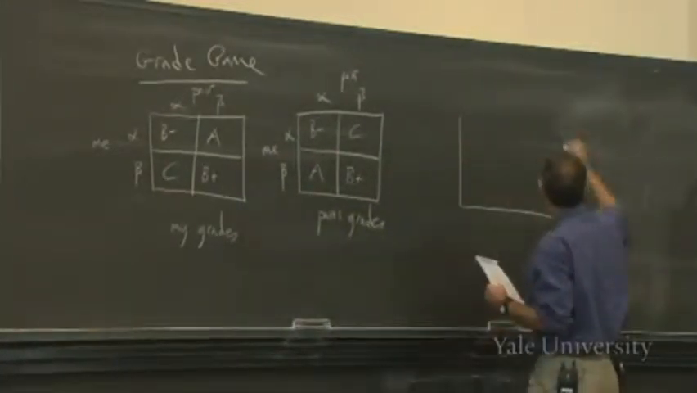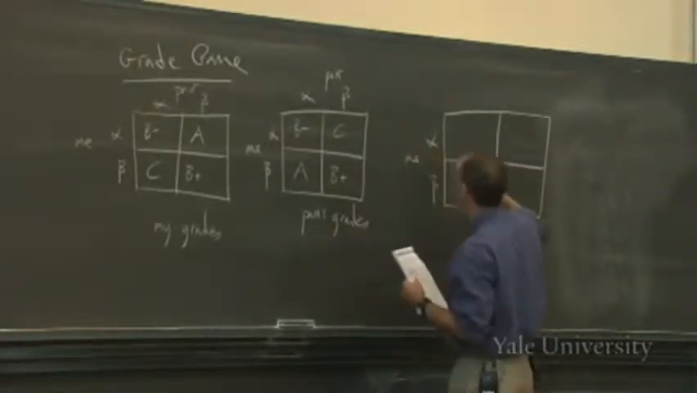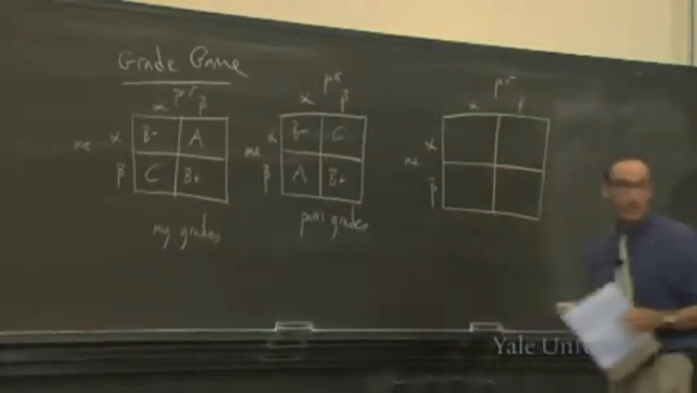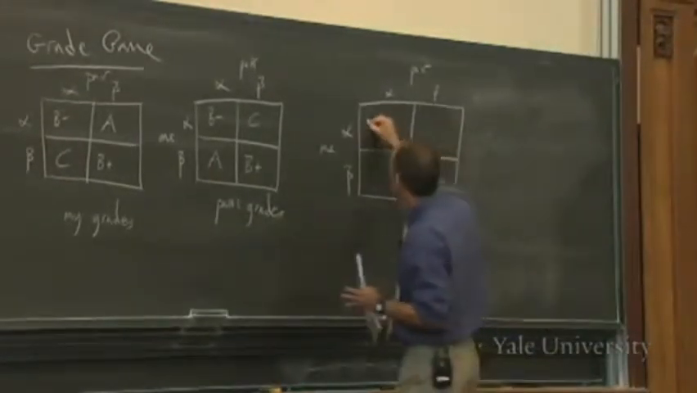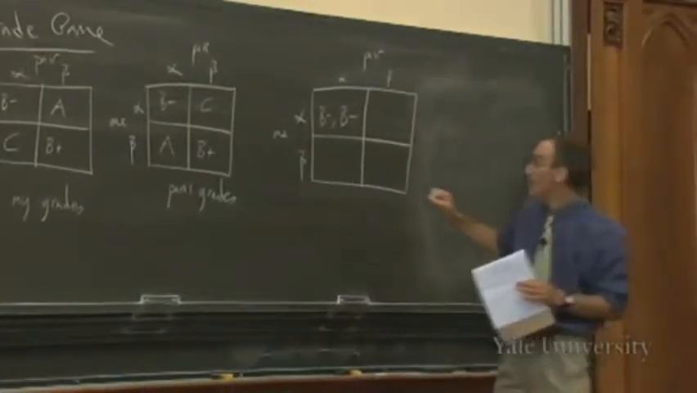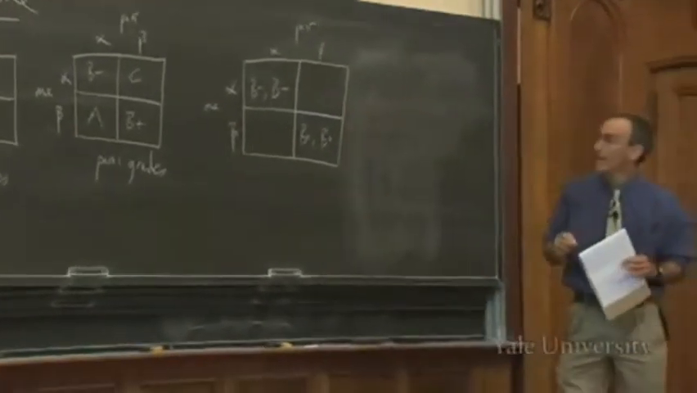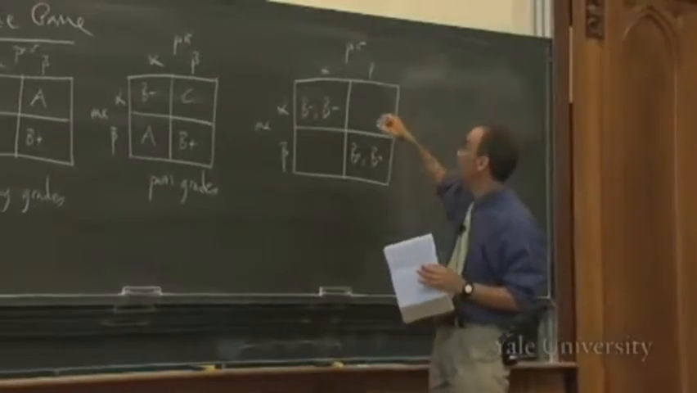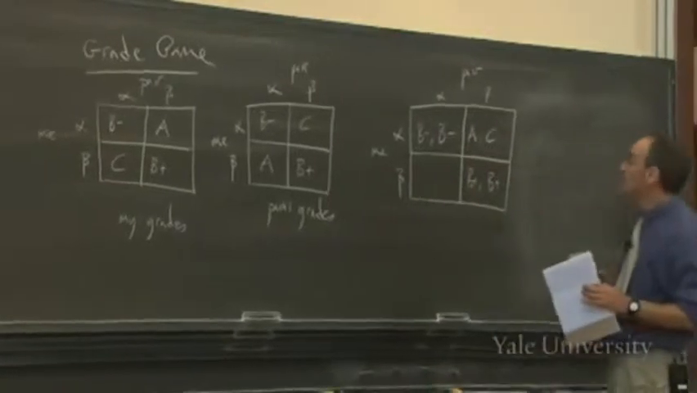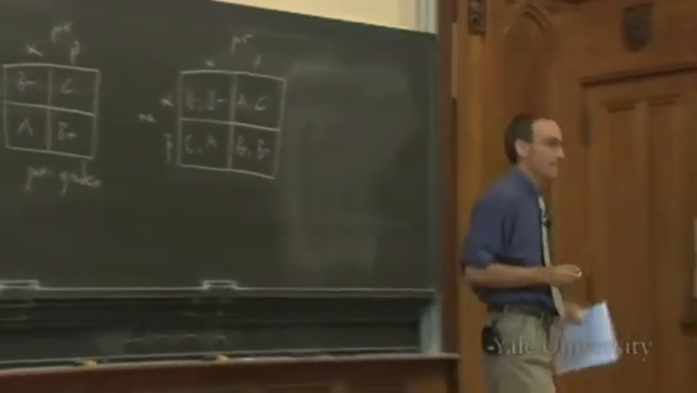I'm going to draw a larger table, the same basic structure. I'm choosing alpha and beta on the rows. My pair is choosing alpha and beta on the columns. But now I'm going to put both grades in. So the easy ones are on the diagonal. We both get B minus if we both choose alpha. We both get B plus if we both choose beta. All right, but if I choose alpha and my pair chooses beta, I get an A and she gets a C. And if I choose beta and she chooses alpha, then it's me who gets the C and it's her who gets the A. All right?